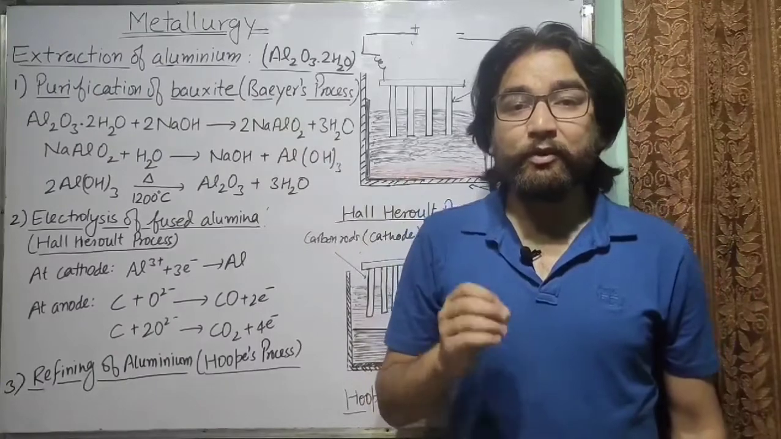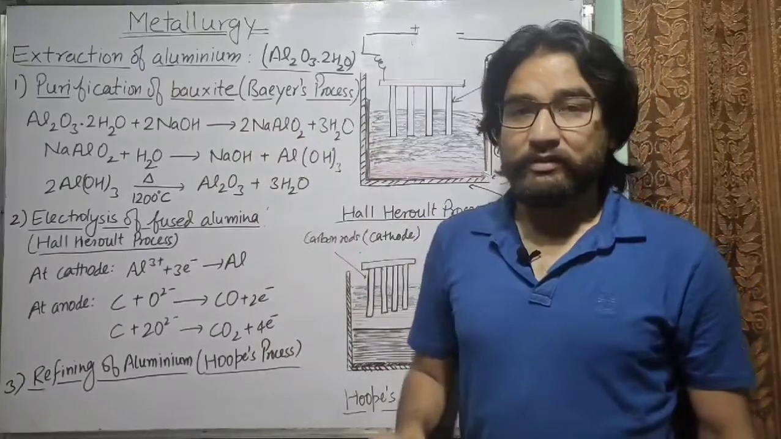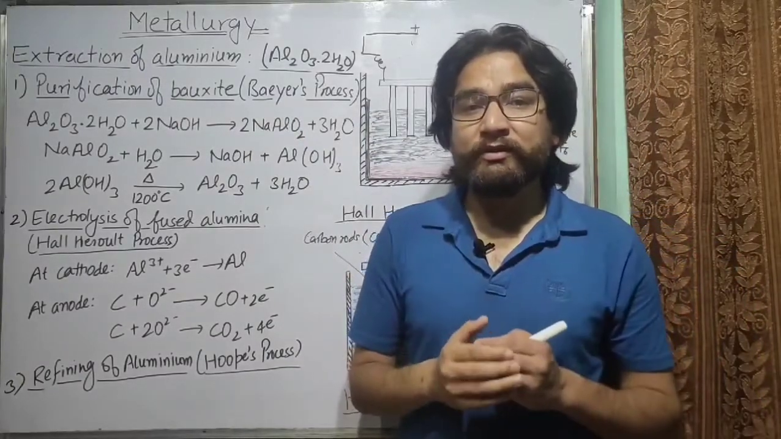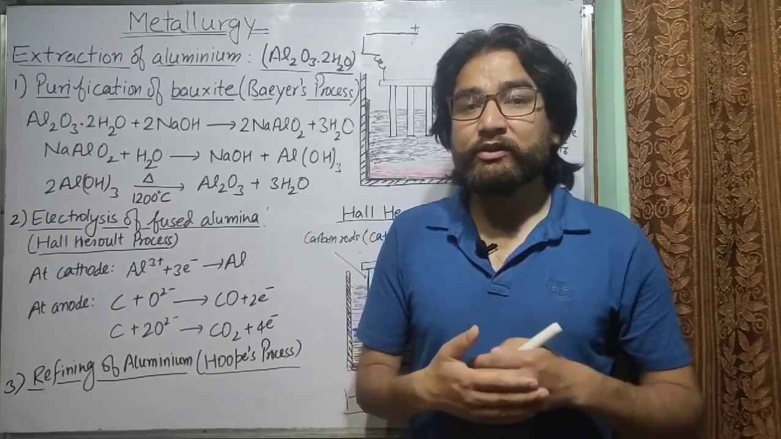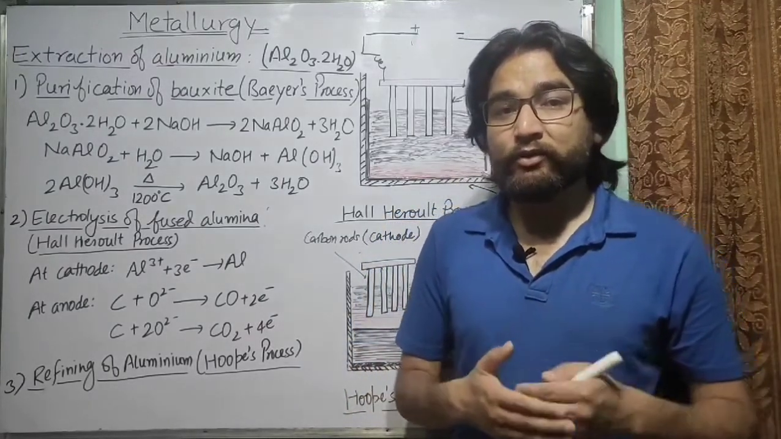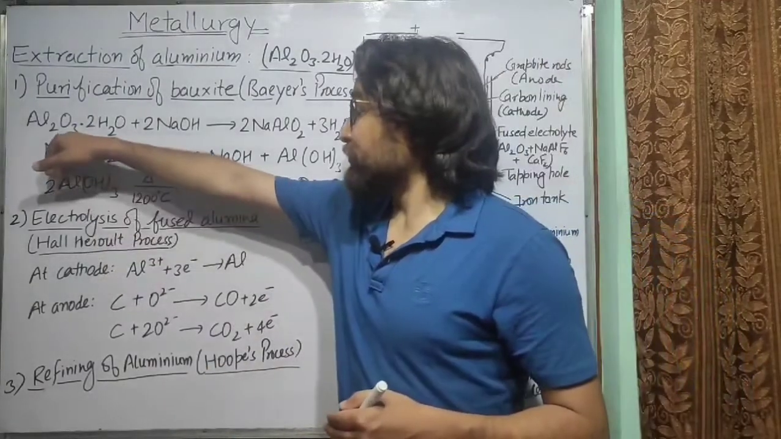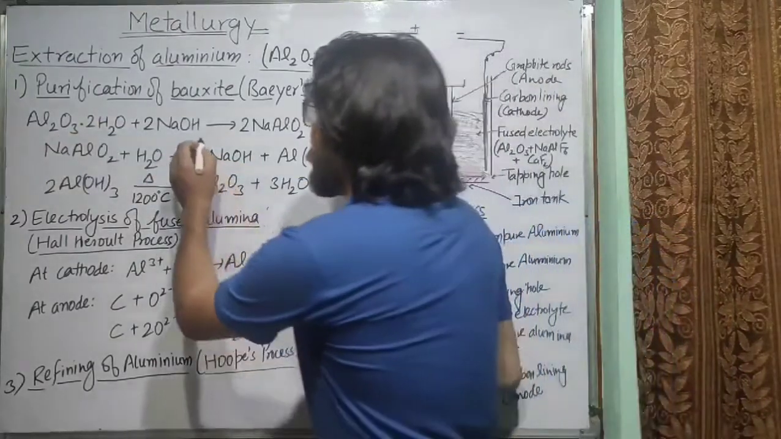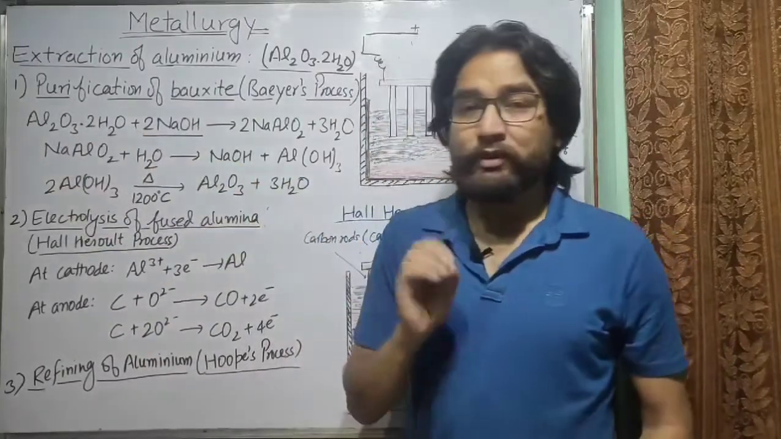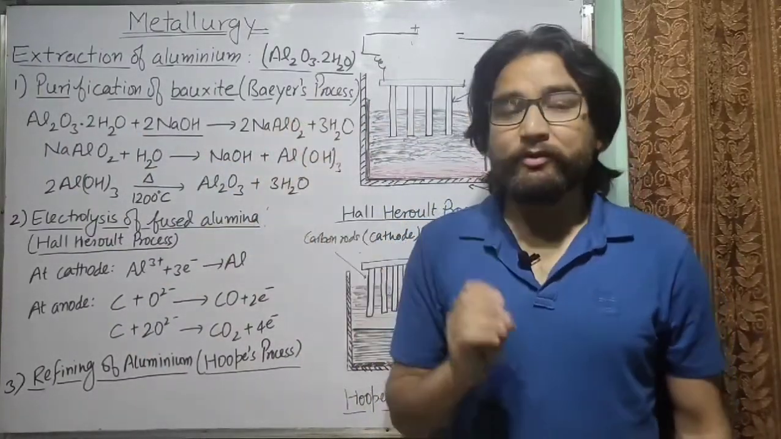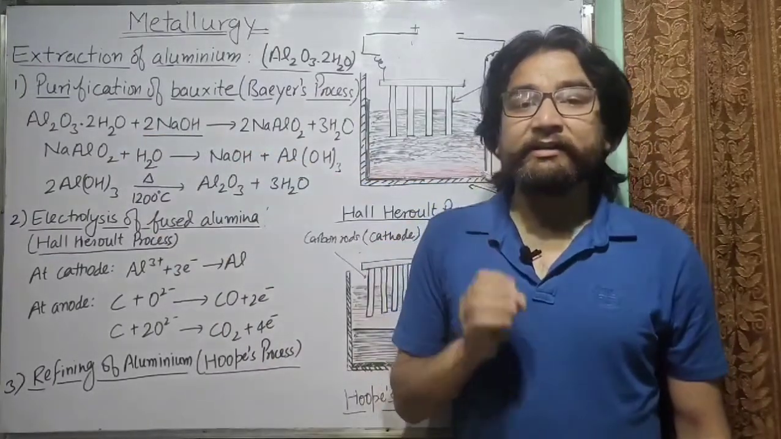Now the purification of bauxite can be done with various processes. We will discuss here Bayer's process. So what happens in Bayer's process? Bayer's process is a chemical method of concentration of ore. So let's see what happens in this. As you know, in this method a suitable solvent is used. So we dissolve the bauxite in sodium hydroxide solution. Generally Bayer's process is used if the ore contains iron impurities.